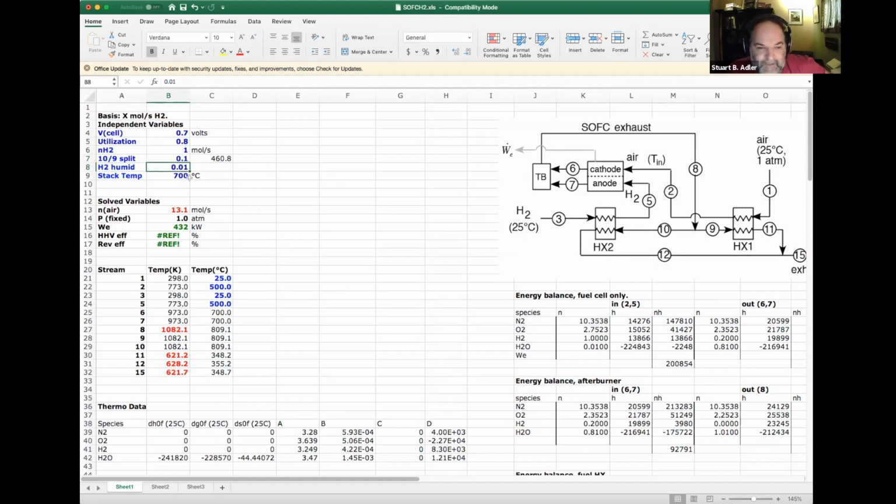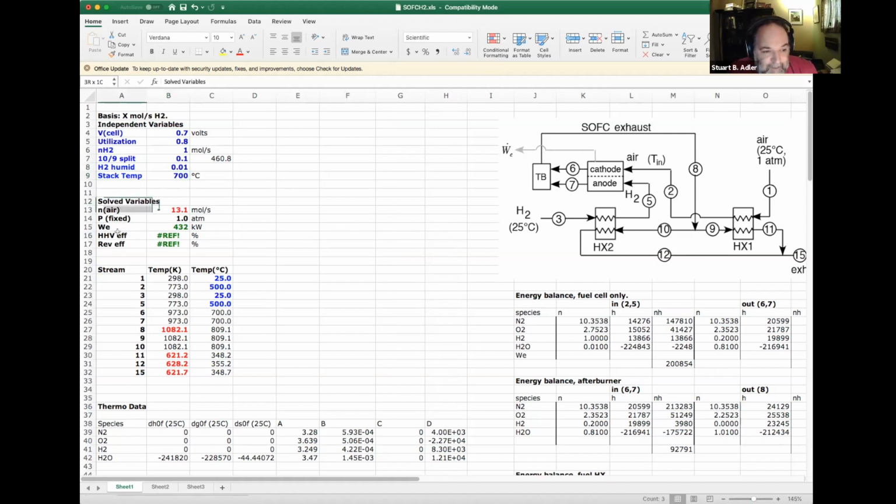One other last detail: usually the hydrogen is pre-humidified. We don't have purely dry hydrogen, so I'm assuming a fairly simple operation here. We're just taking hydrogen, and you might be bubbling it through water and humidifying it. So I'm assuming 1% moisture, and that's adjustable. You can change that. And then finally, the stack temperature. This is going to be a constraint that affects the enthalpies of all the gases coming out of the fuel cell.